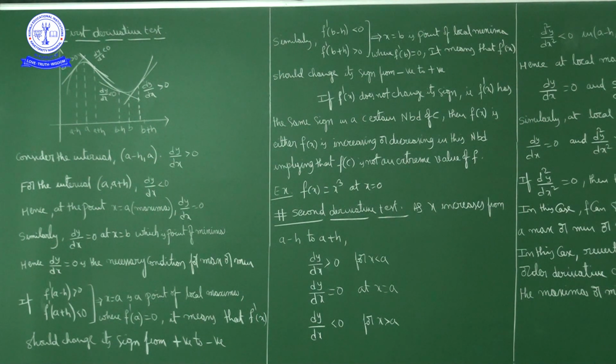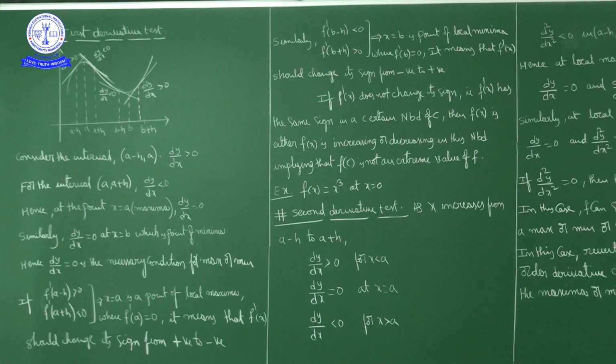First derivative test. What it states: x equal to a is a point of local maxima if f dash of x changes sign from positive to negative in the neighborhood of a. x equal to b is a point of local minima if f dash of x changes its sign from negative to positive in the neighborhood of b. Now, if f dash of x does not change its sign, that is, f dash of x has the same sign in a certain neighborhood of c, then f of x is either an increasing function or a decreasing function in the neighborhood of c. In such a case, f of x has no extremum at c.